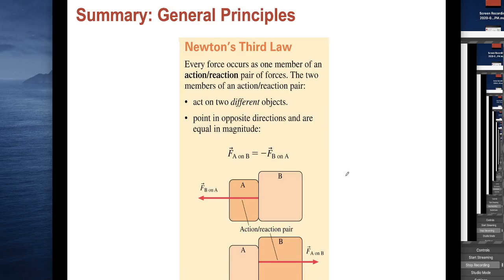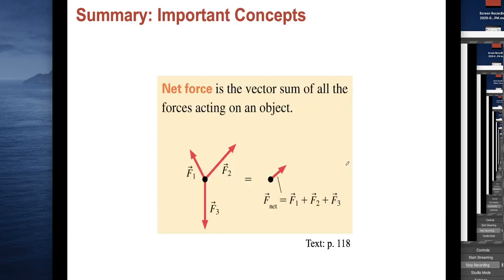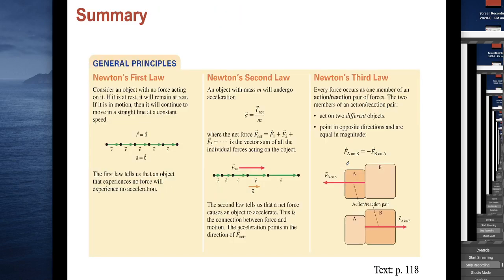Okay. And then Newton's third law. In Newton's third law, we learned that if A is pushing B, then B must push A back. This is an action and reaction pair. So any force is in an action and reaction pair. If there's one force from A to B, then there must be a reaction from B to A. They're in the same magnitude, but in opposite directions. So this is Newton's third law. Okay, so that's everything in this chapter.